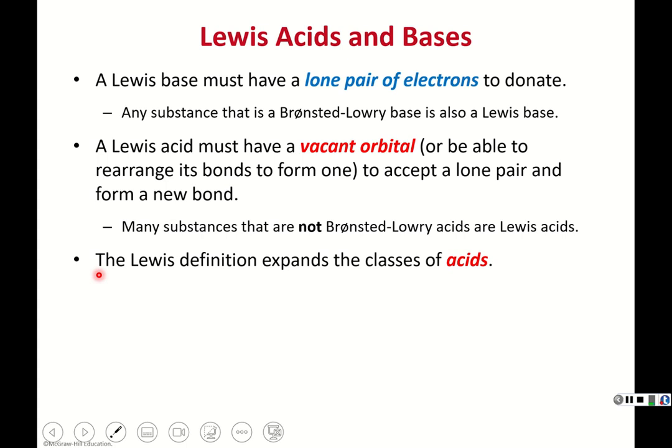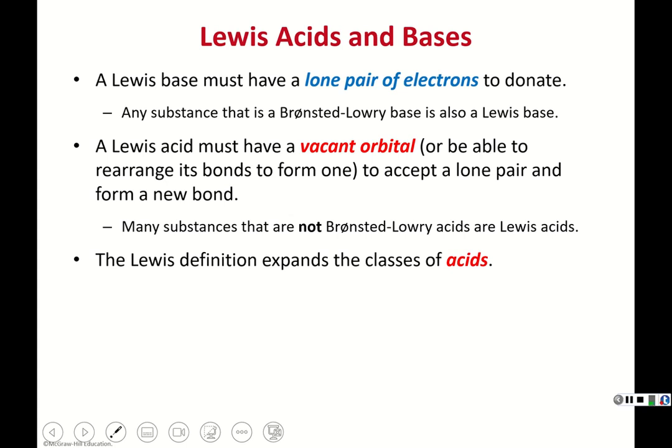If we think about what can be a Lewis base, it's very similar to a Bronsted-Lowry base in the fact that you have to have a lone pair of electrons. In Bronsted-Lowry, you needed that lone pair of electrons to accept a proton, but in the Lewis definition, you have to have it to be able to donate it. So any substance that's a Bronsted-Lowry base is therefore also a Lewis base. The opposite of that is not true. Things can be Lewis bases that aren't Bronsted-Lowry bases because maybe they're not accepting a proton, they're forming a bond with some other element.